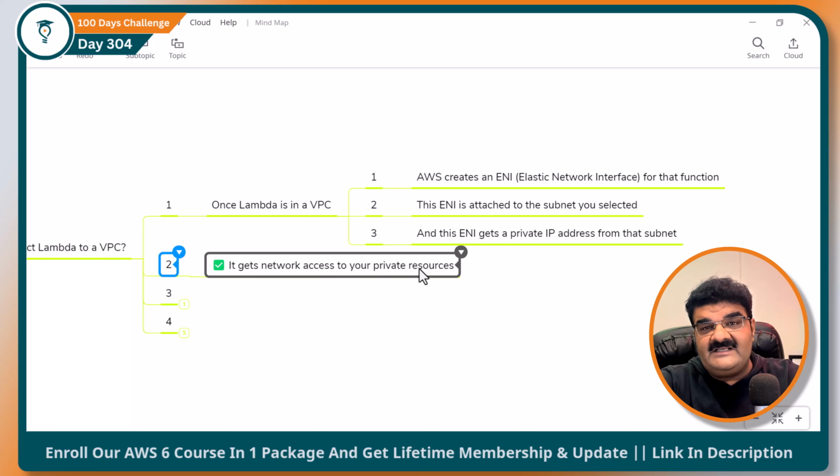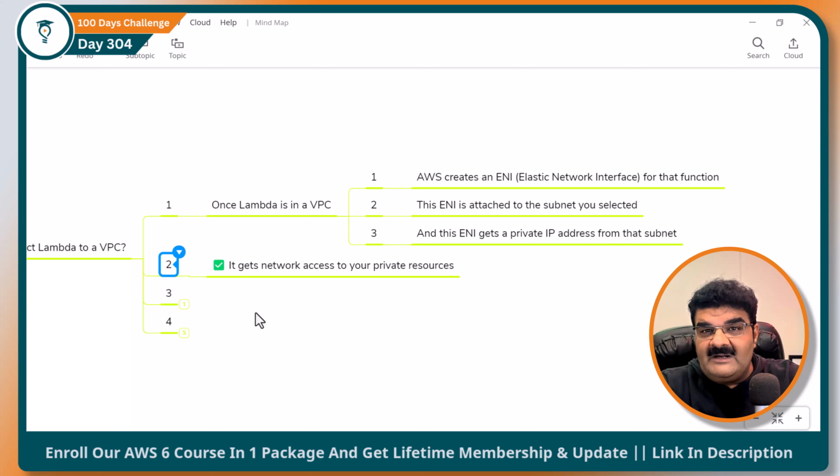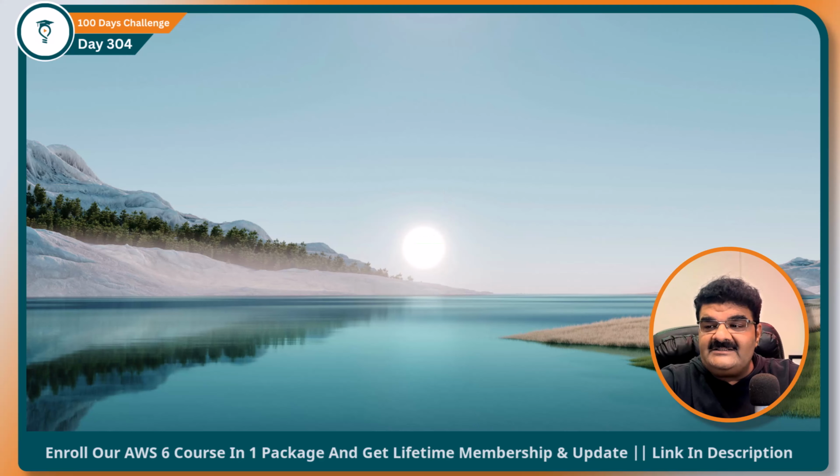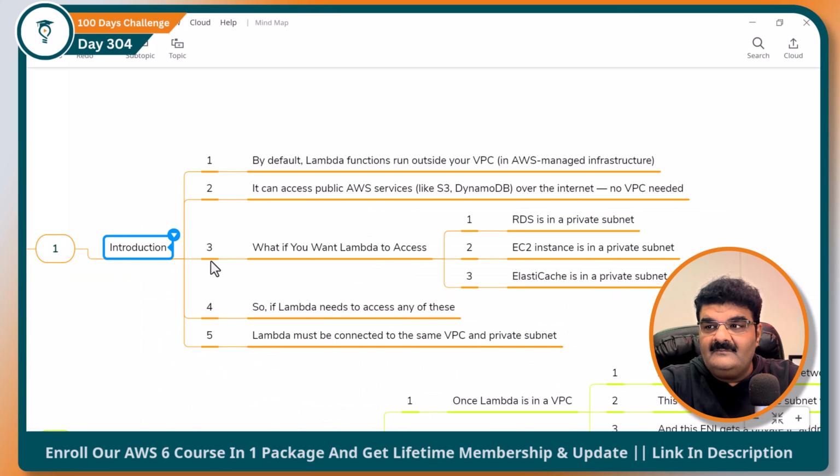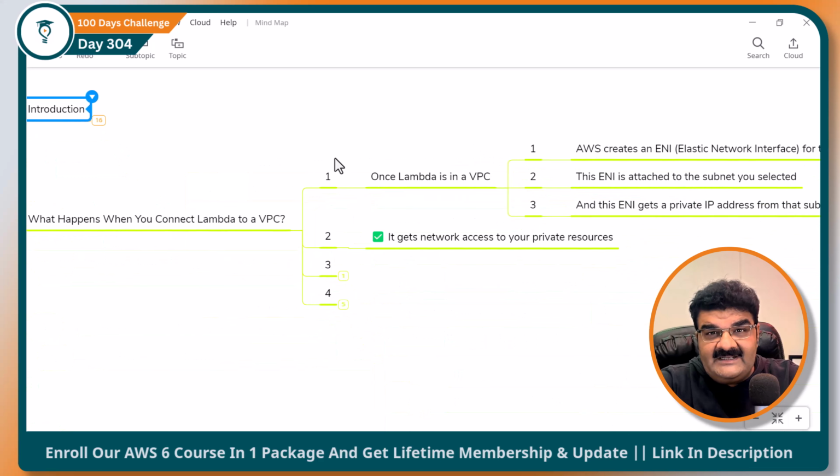It gets network access to your private resources. But keep this in mind that when you connect your Lambda function with a VPC, it is going to disconnect from the AWS managed network. Means if the private subnet has outbound internet connectivity, your Lambda will get outbound internet connectivity. Now, a private subnet doesn't have inbound internet connectivity, right? But if your private subnet doesn't have outbound internet connectivity, you will be in trouble, because now your Lambda has neither inbound nor outbound internet connectivity.